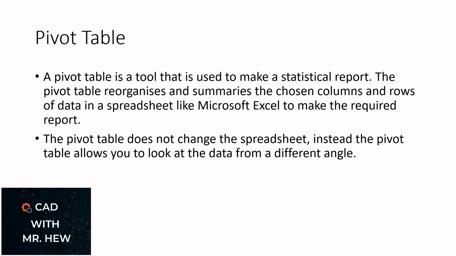Pivot table. A pivot table is a tool that is used to make a statistical report. The pivot table reorganizes and summarizes the chosen columns and rows of data in a spreadsheet like Microsoft Excel to make the required report. The pivot table does not change the spreadsheet. Instead, the pivot table allows you to look at the data from a different angle or perspective.